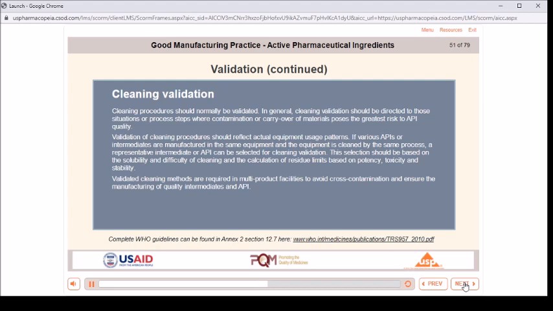a representative intermediate or API can be selected for cleaning validation. This selection should be based on the solubility and difficulty of cleaning and the calculation of residue limits based on potency, toxicity, and stability. Validated cleaning methods are required in multi-product facilities to avoid cross-contamination and ensure the manufacturing of quality intermediates and API.